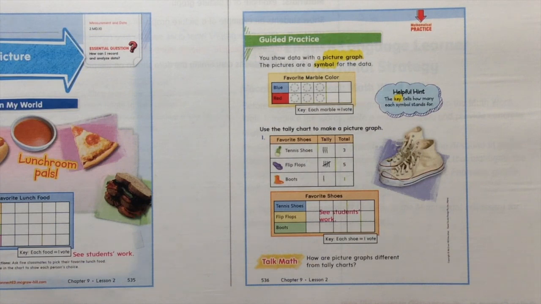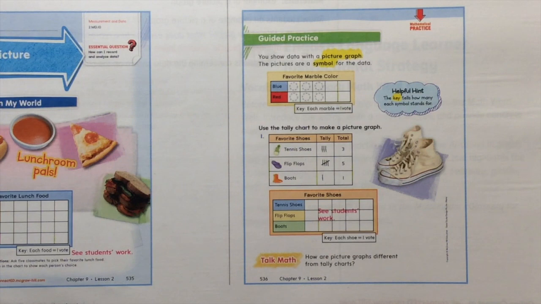And I'm not as good an artist as Miss Porter, so I usually try to come up with some simple pictures to represent what it is that I'm counting. Nothing too elaborate. If you are a really good artist, you could draw great pictures, but you're going to draw in the number of shoes for each category of tennis shoes, flip-flops, and boots.